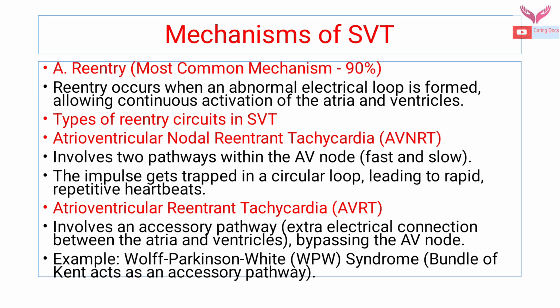It involves two pathways within the AV node, fast and slow. The impulse gets trapped in a circular loop, leading to rapid, repetitive heartbeats.